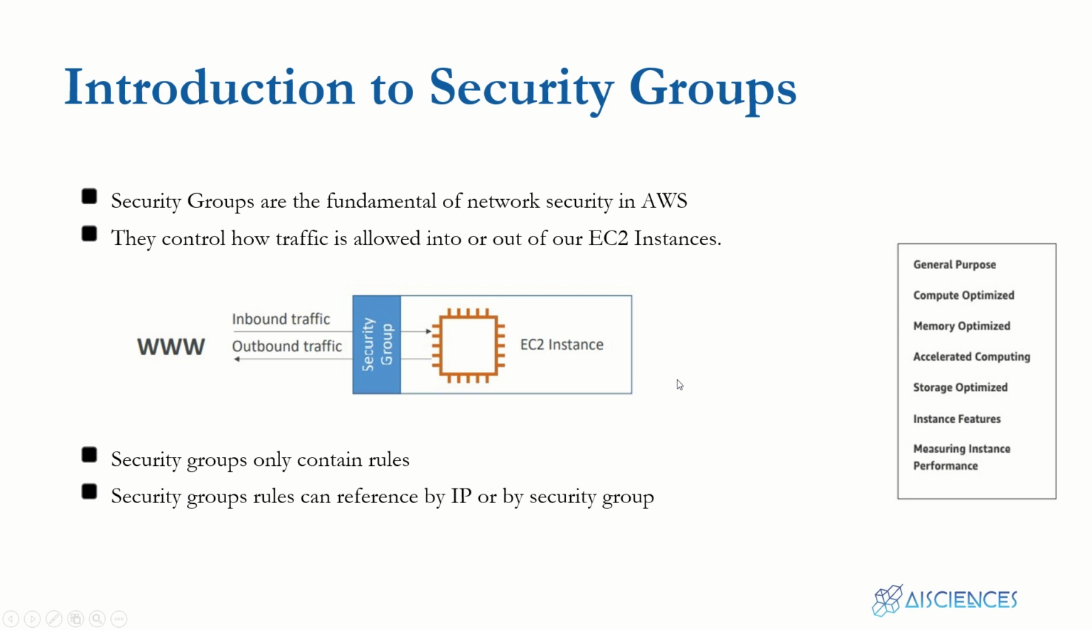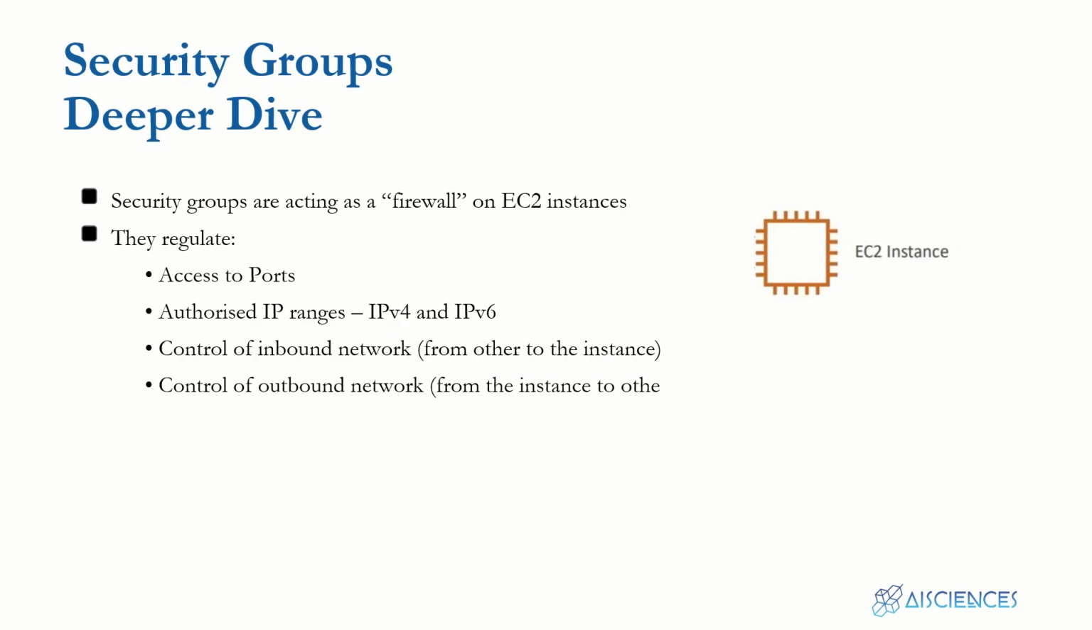Let me explain it further. Security groups act as a firewall on the EC2 instance. Now what does it mean? For example, this is the EC2 instance that we have, and around it, it is protected by a firewall. That firewall is our security group.